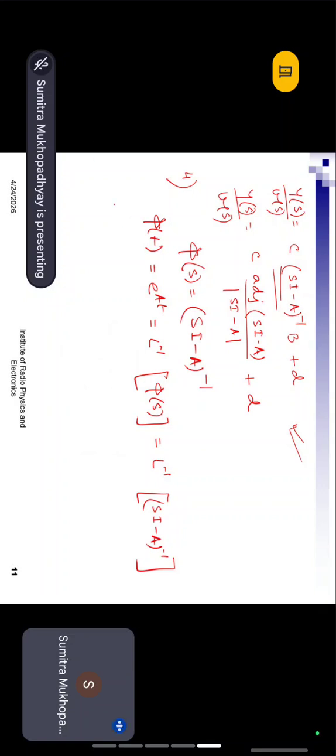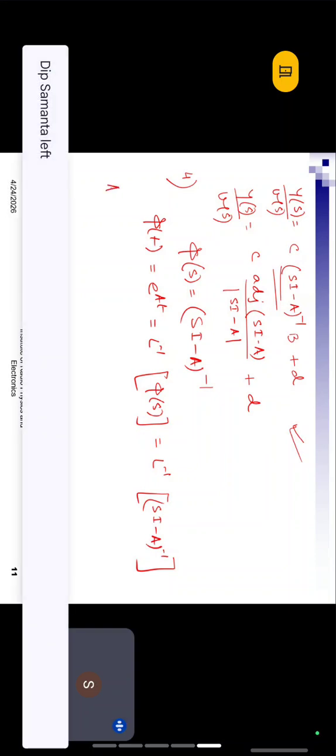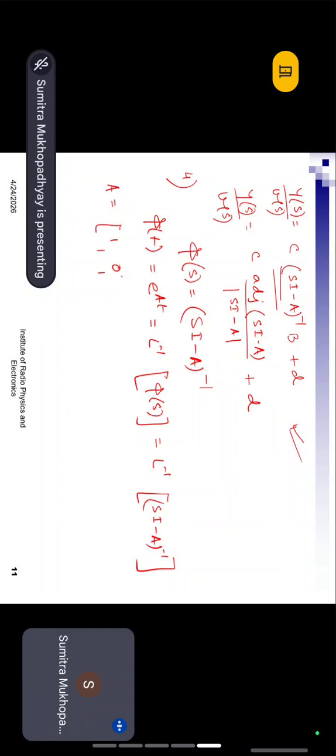resolvent matrix. So how are we calculating the resolvent matrix? We may need to calculate. So already the A matrix is given as 1 0 1 1. So what is sI minus A? That we did already.